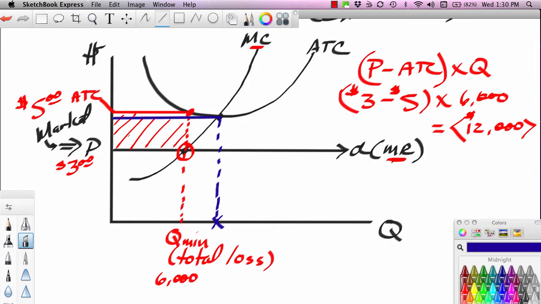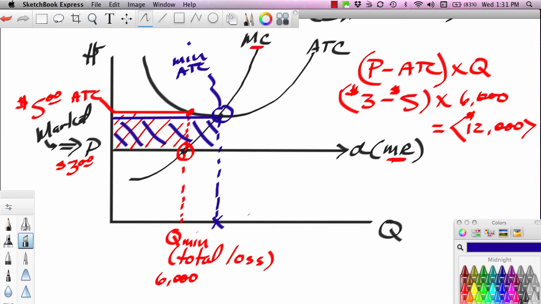Now I'll just use a different coloring scheme here. You can see that the area of the box actually gets larger. So if the firm moves from Q min out here to this point where we minimize ATC, the total loss box actually gets larger. So again, the moral of the story is not to minimize ATC.